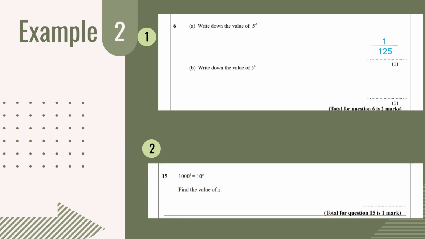Part B asks us to write down the value of 5 to the power of 0. If you do not know, anything to the power of 0 equals 1, so our answer is just 1.